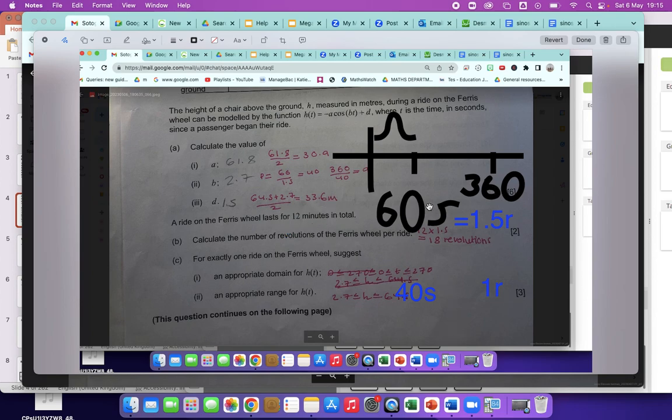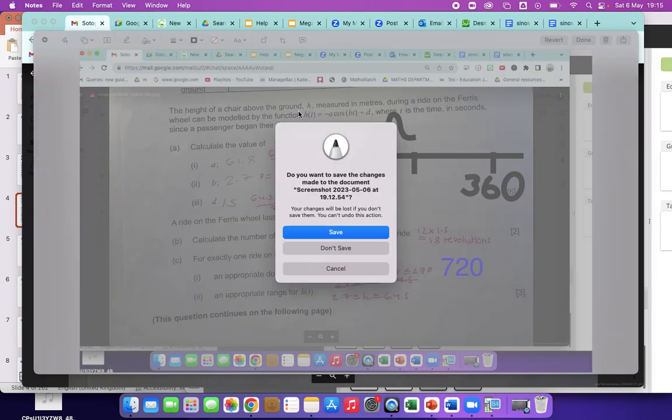So our domain is most logically going to be 720 seconds. So we need to correct this answer here so that, rather than t being between 0 and 270, it is going to be between 0 and 720. Now let's carry on with the second part of the question.